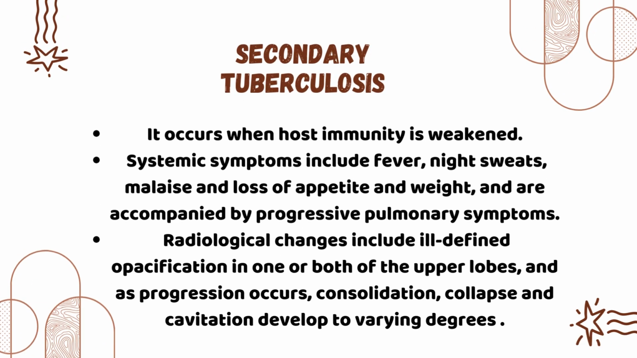It occurs when host immunity is weakened. Systemic symptoms include fever, night sweats, malaise, and loss of appetite and weight, and are accompanied by progressive pulmonary symptoms. Radiological changes include ill-defined opacification in one or both of the upper lobes, and as progression occurs, consolidation, collapse, and cavitation develop to varying degrees.